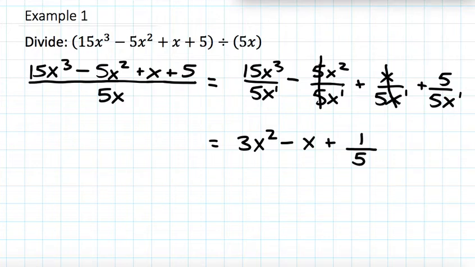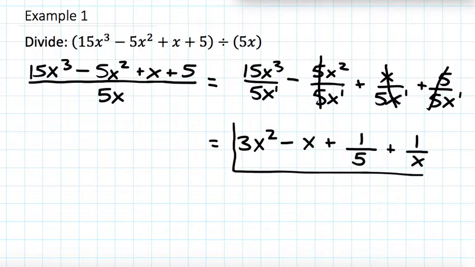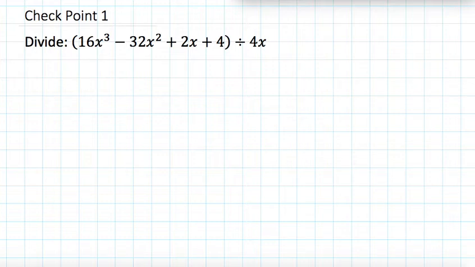And then similar for the last term, the 5s are going to cancel this time. That leaves me an x in the denominator. X needs to stay in the denominator, and then I put a 1 in the numerator. So this is the answer. So what you should do next is checkpoint problem number 2. Do this in your notes, check your answer, and then move on with the rest of the video.